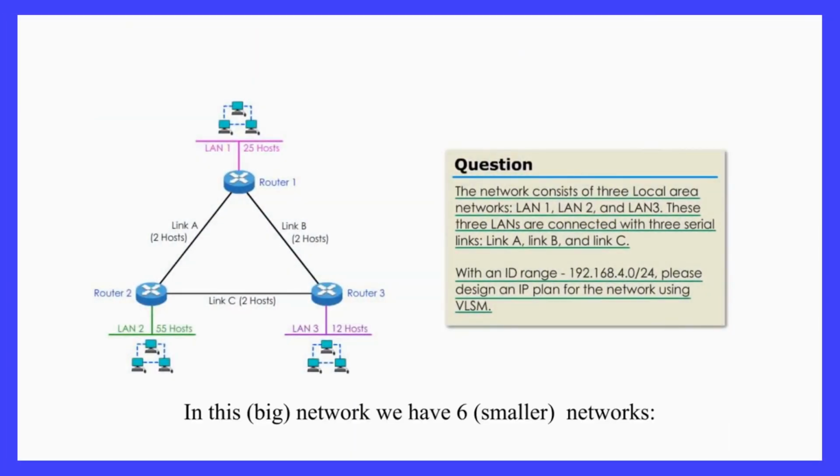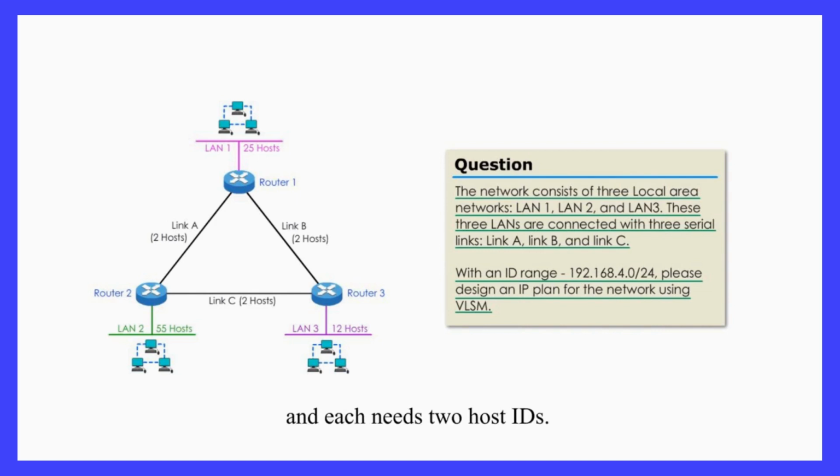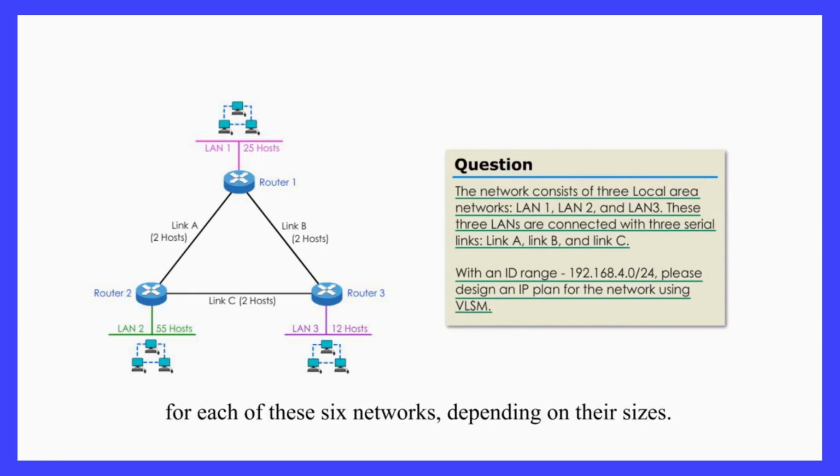In this network, we have 6 networks: LAN 1, LAN 2, LAN 3, link A, link B, and link C. Links A, B, C are also 3 separate networks, and each needs 2 host IDs. Thus, our task is to design an IP plan for each of these 6 networks, depending on their sizes. Thus, we use the VLSM subnetting method. We need 5 steps to solve the problem.